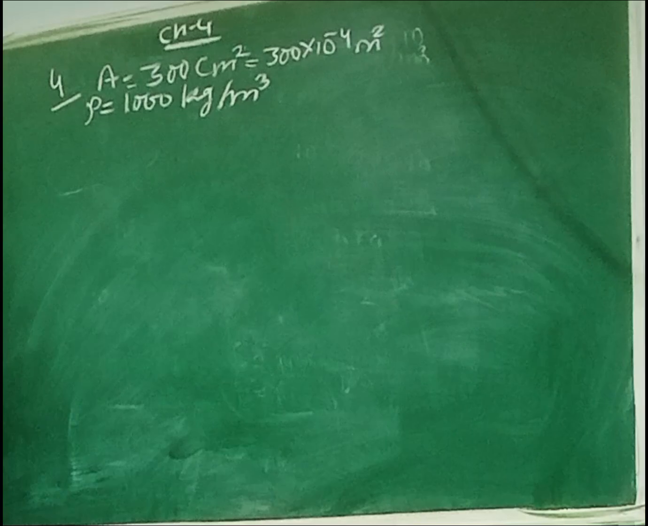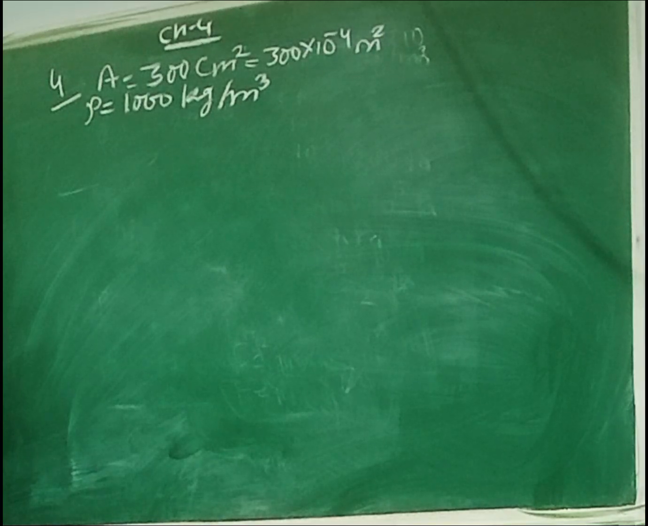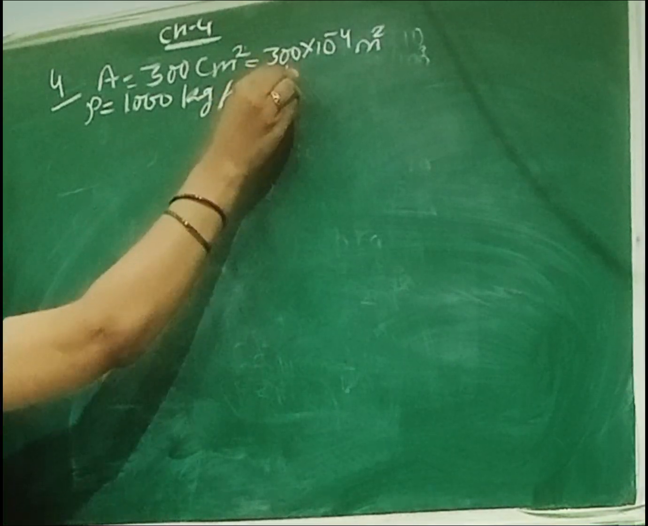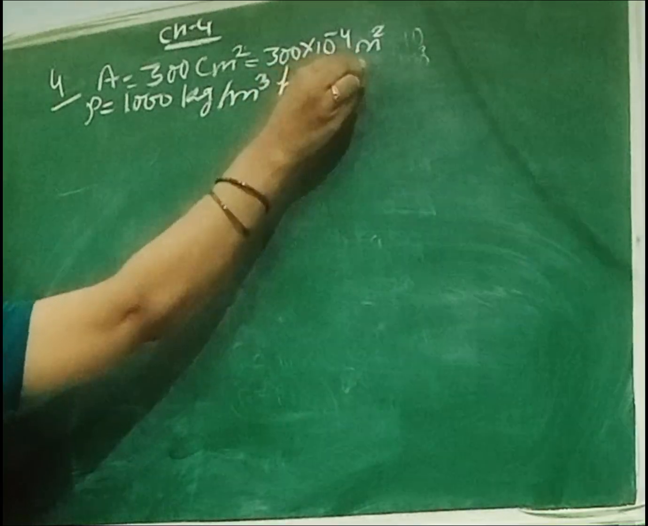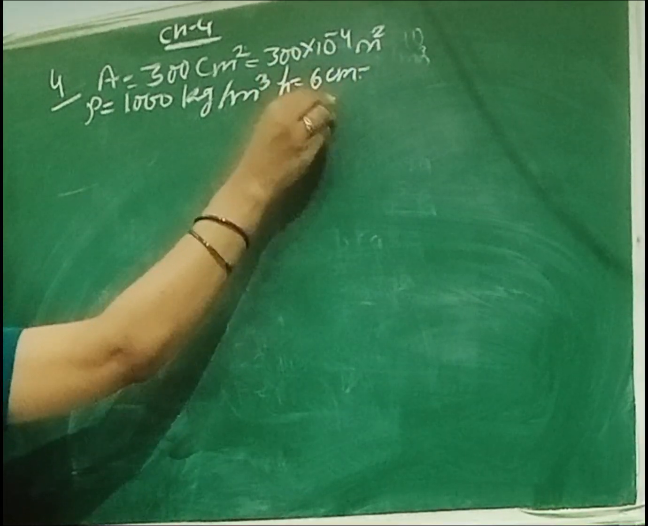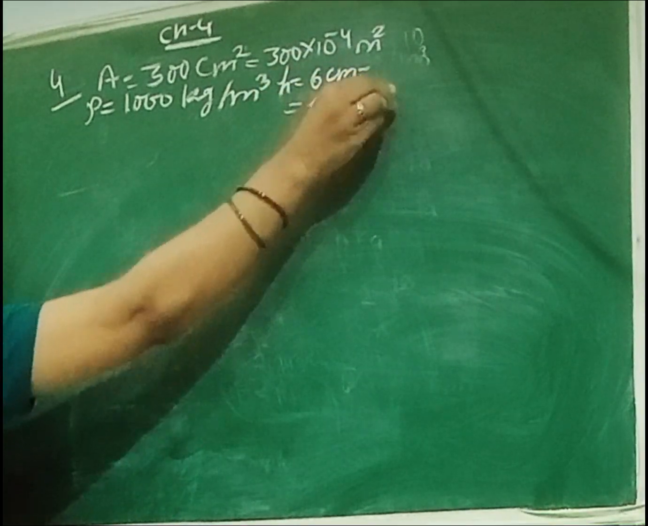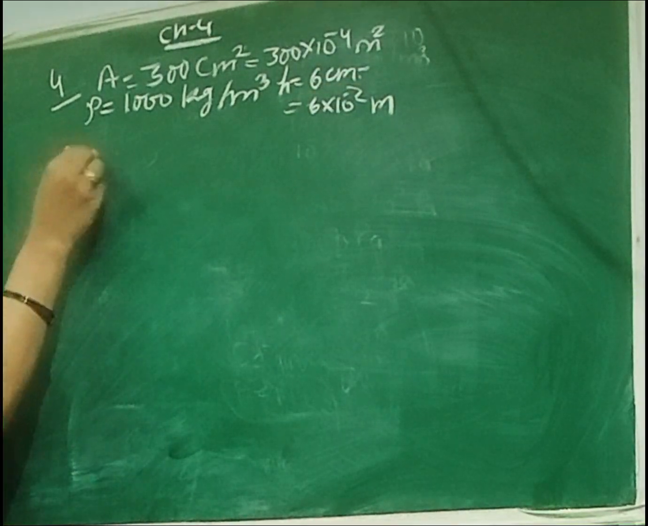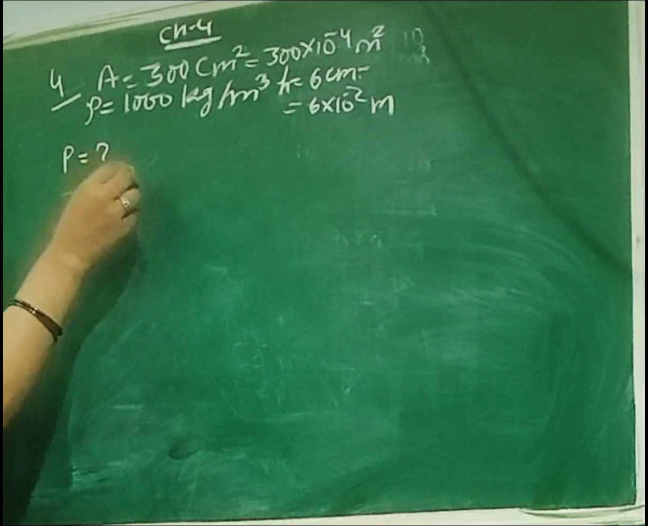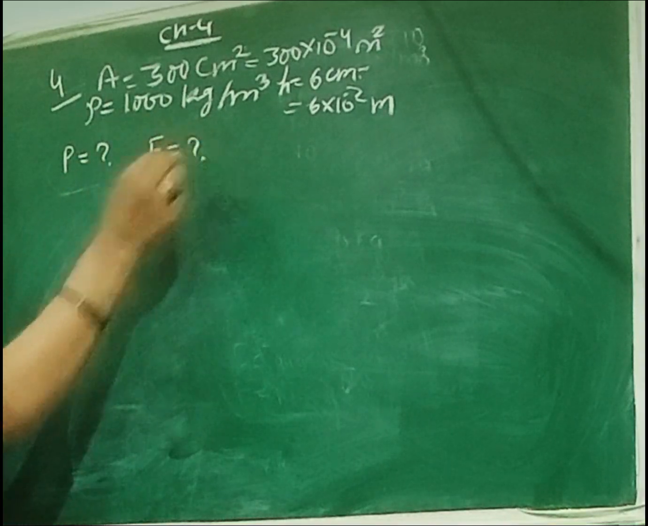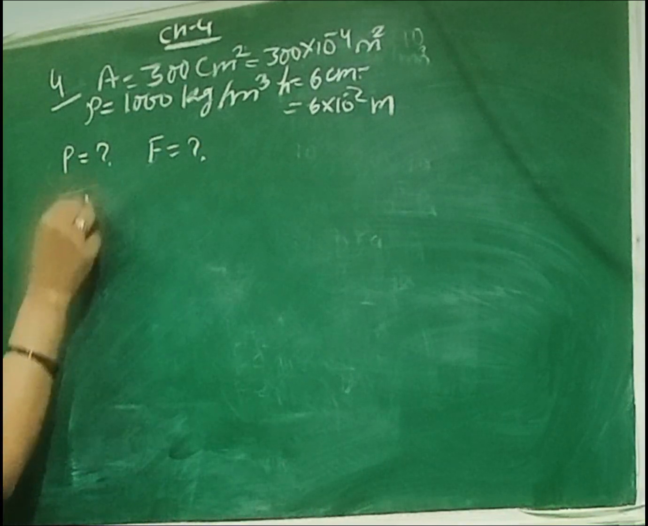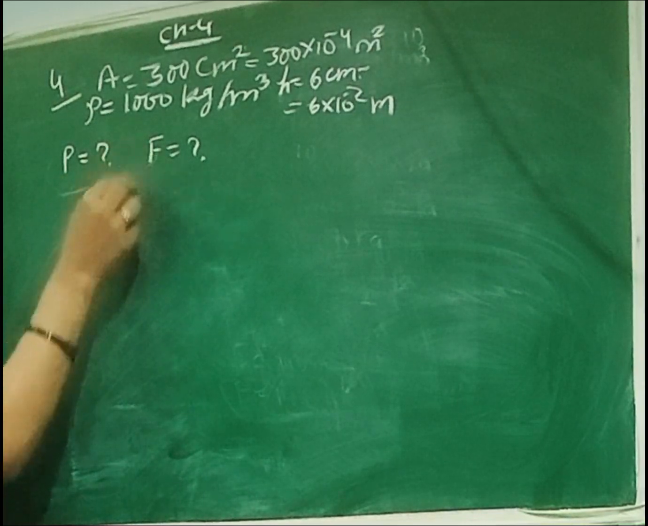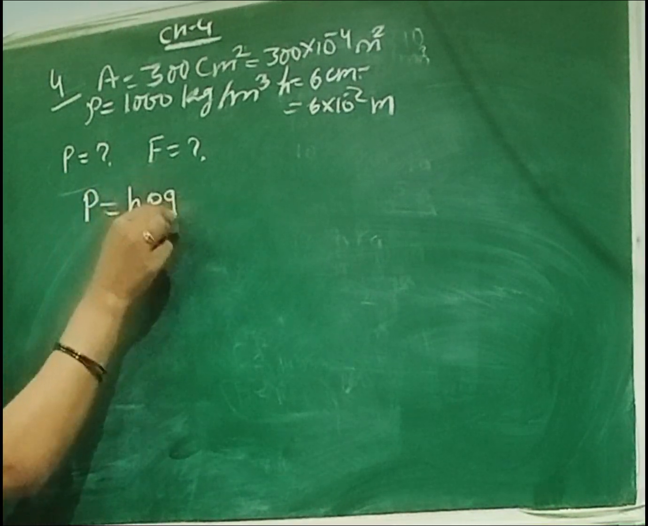Next it is poured up to a depth of 6 centimeter. This 6 centimeter is height. This you will also convert. So 6 into 10 to the power minus 2 meter. Okay. Calculate the pressure. Second, you need to find out the thrust. Same question. What you will do? First you will find out the pressure, because thrust is not given to you. So you will use this formula.